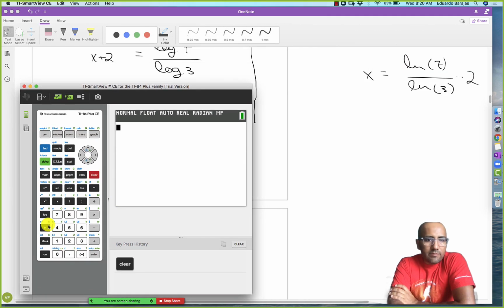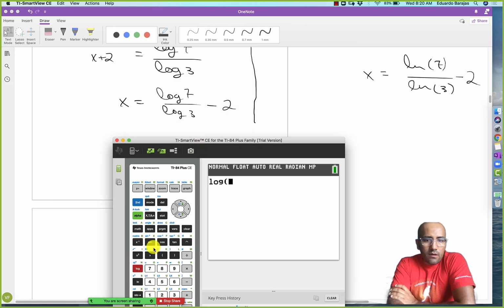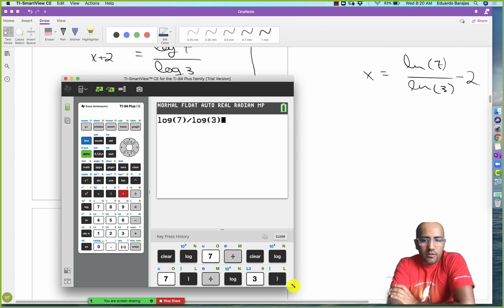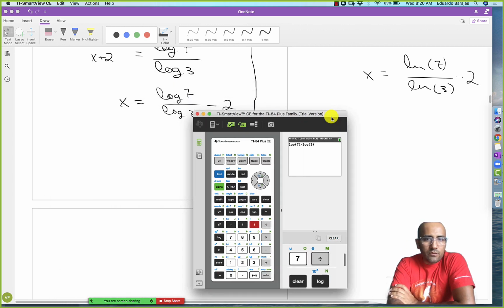So using my easy buttons, I have log of 7 divided by, oops, clear. Log of 7, close parentheses, divided by log of 3, close parentheses. That's going to give us some answer. This thing's way too big. Oh, that's too small.